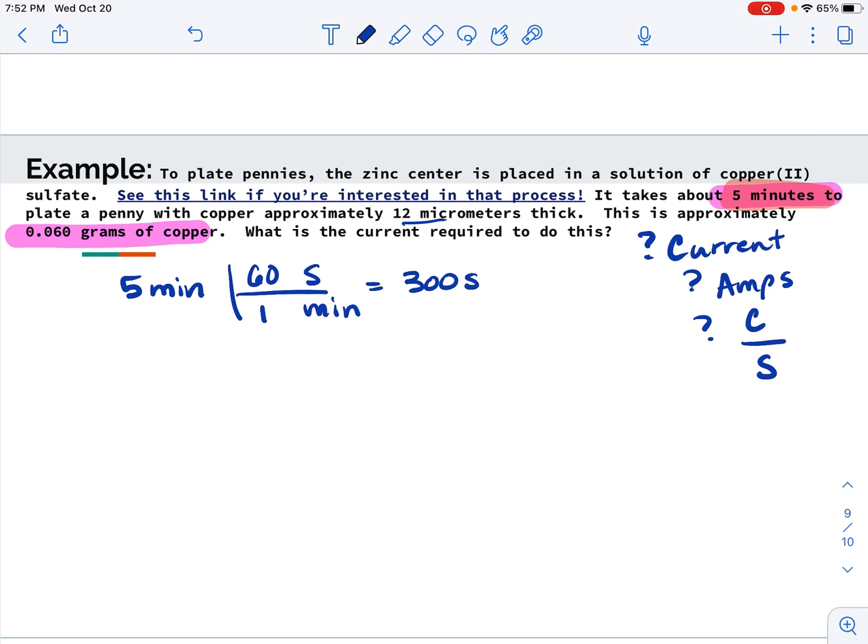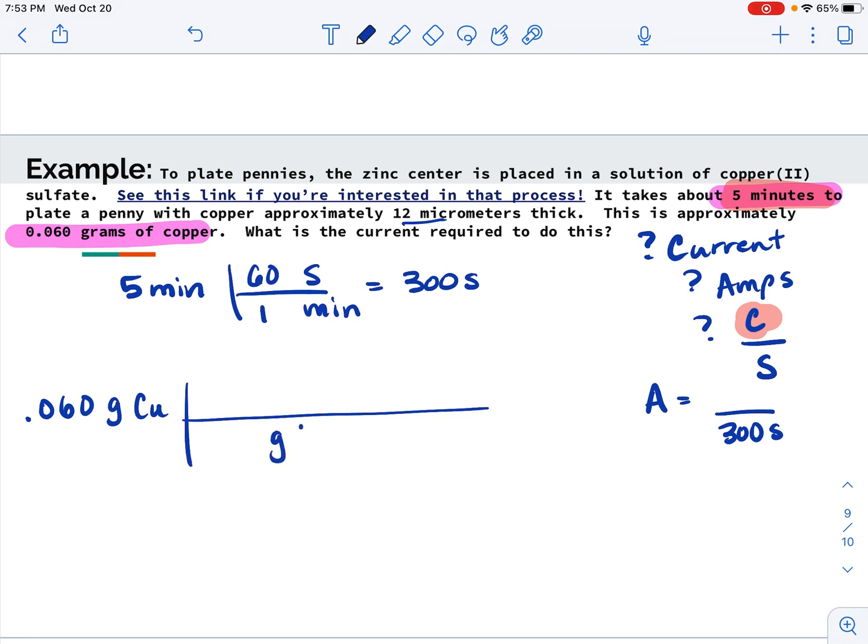And honestly, when it says about 5 minutes, we have 1 sig fig, which is terrible, right? But it takes about 5 minutes to plate a penny. So just wanted you to kind of think through that. So this is my time. So if I'm solving for my current, my amperes will equal 300 seconds on the bottom because that's the time. And now I need to use everything else that I'm doing to solve for coulombs, right? So I'm going to start with my 0.060 grams of copper, and I'm going to follow the same process.